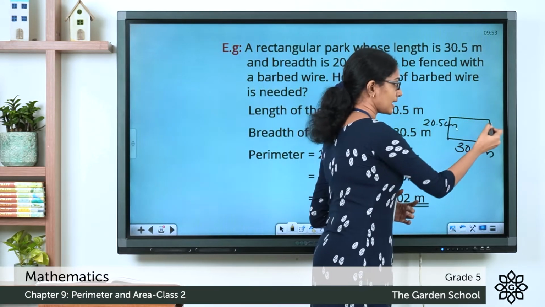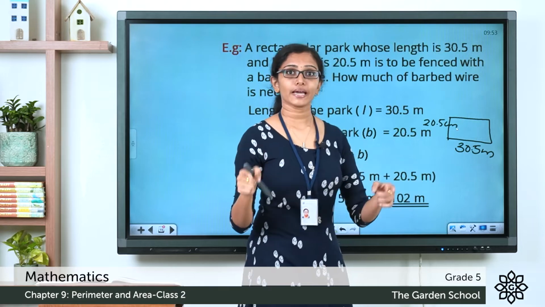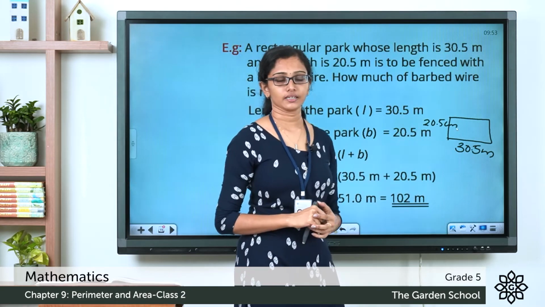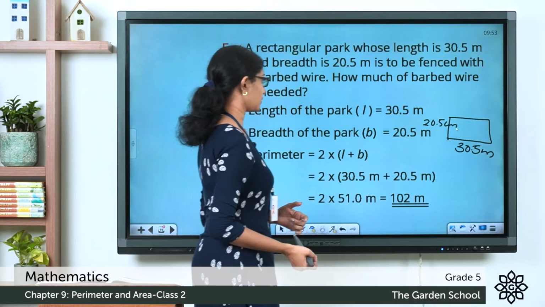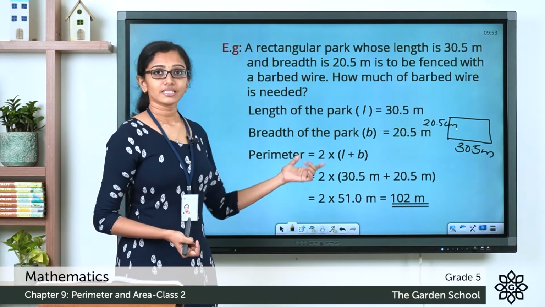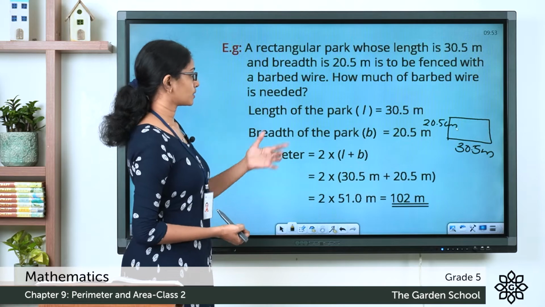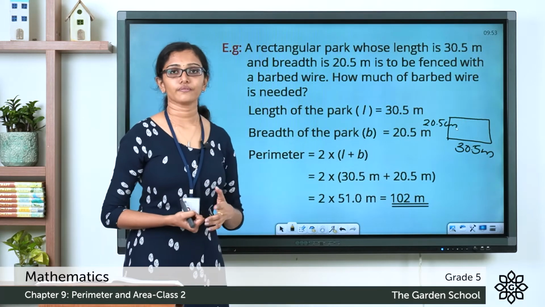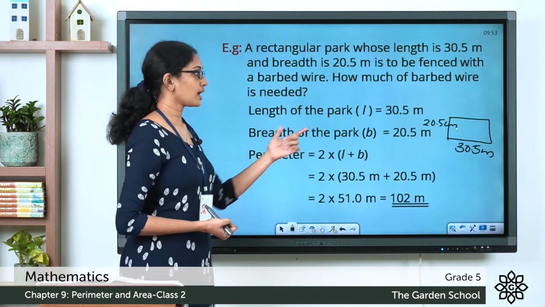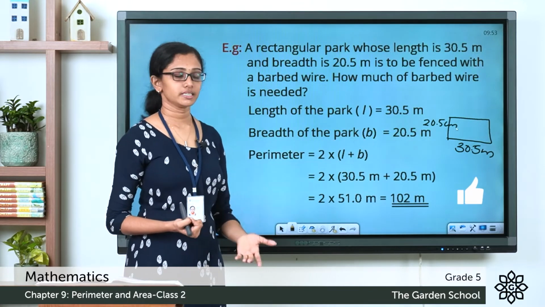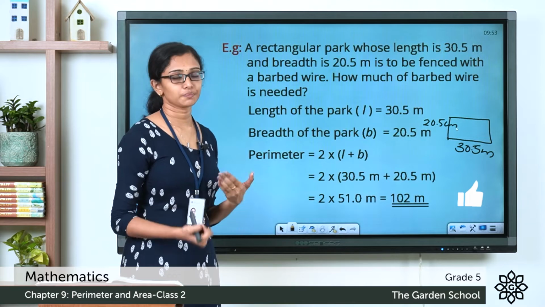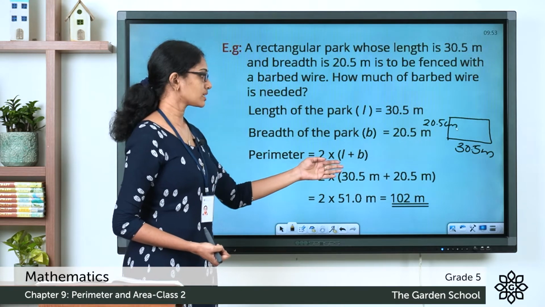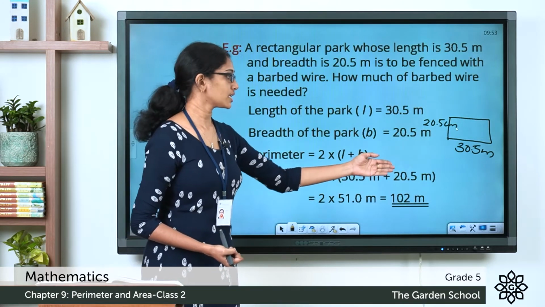So, we need to know the length of this boundary, which is the perimeter of this rectangle. Length of the boundary equals perimeter. So, let's find out the perimeter of this one. From the question, let's write the steps: length of the park is equal to 30.5 meter. Breadth of the park is equal to 20.5 meter and the perimeter is equal to 2 times L plus B, the length plus breadth. That is 2 times 30.5 plus 20.5.